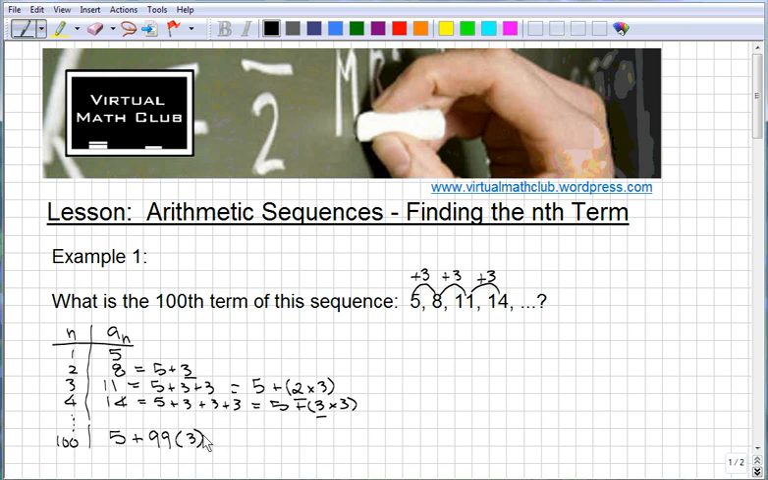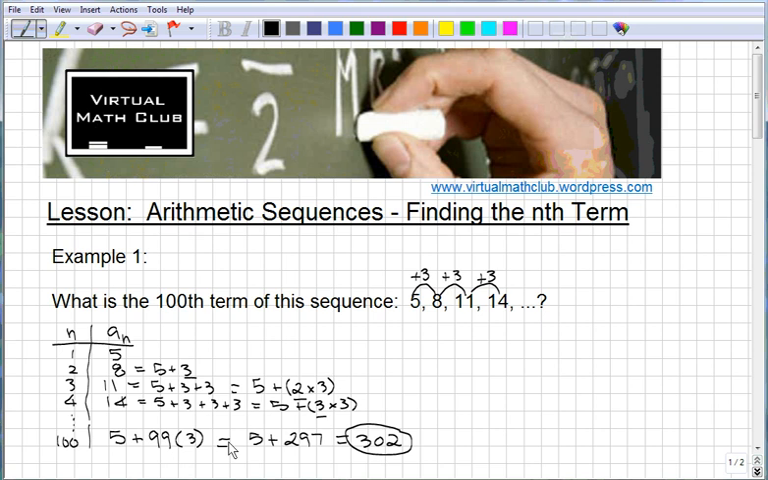So if we multiply this out and add it up, we get 5 plus 297, and that's equal to 302. So the 100th term of this list is 302.